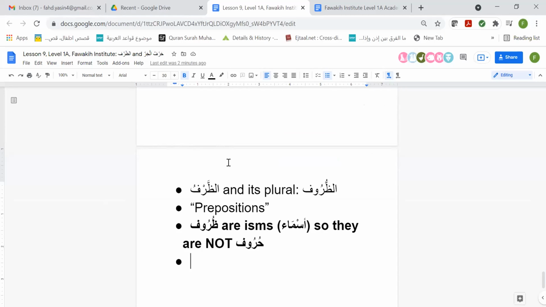Yes. Okay. Yeah, this is why I don't like translations, because prepositions always throws off students. When they hear the word preposition, they think ism, and then they think, okay, well, what about words like min, ila, an, ala, fi, ba, kaf, lam? Because when you translate those, they're huruf al-jar, but they translate into prepositions.